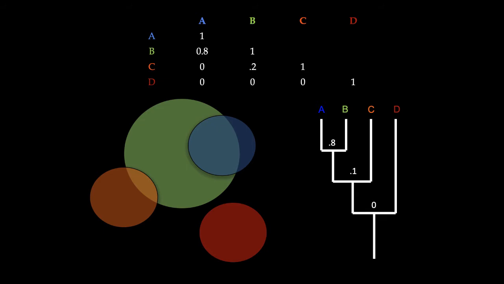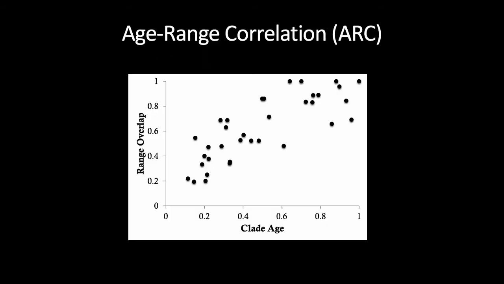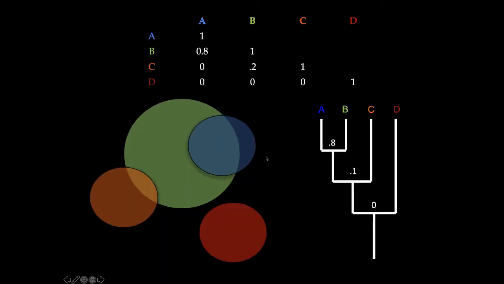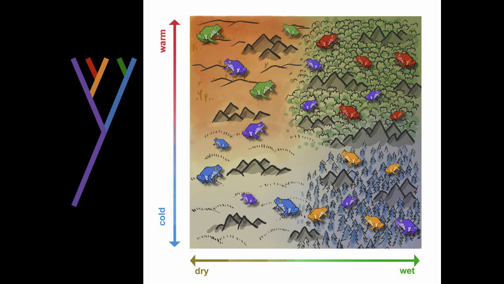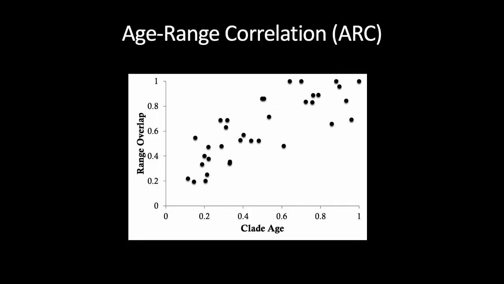All right, so that allows you to make a plot like this, where you actually have clade age and average range overlap. But how do you test that against a null hypothesis, right? You've got your tree, you've got your range overlaps, and you want to see: is the slope more or less than you expect by chance? Is the intercept more or less than you expect by chance?